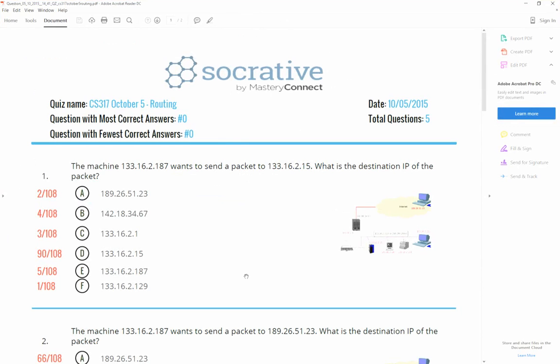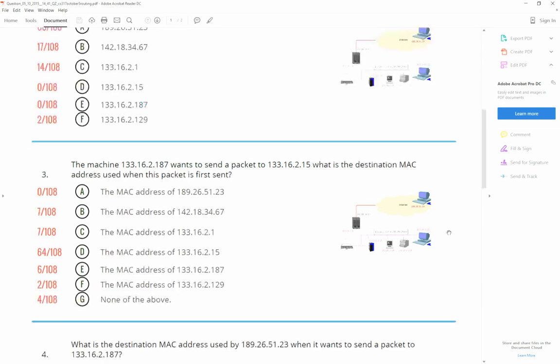So it's a little hard to see there. People were gravitating towards D for the first one, so that's pretty much on target. This one, we're going towards D again. So when the machine 133.16.2.187 is going to another one on 15, it would use 15 as the address that it would want. Whenever it's on its local area network, it's just going to be the MAC address of whatever that machine is.